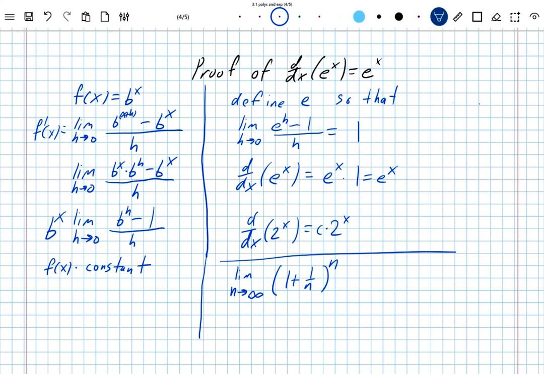All right. Thank you so much. That's a quick proof of why the derivative of e to the x is e to the x, but it's also a definition for the number e and why it's so important.